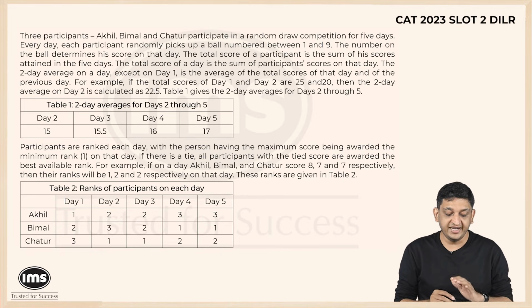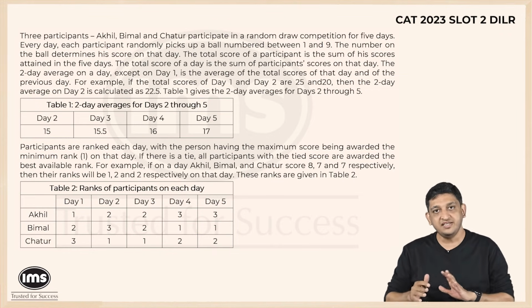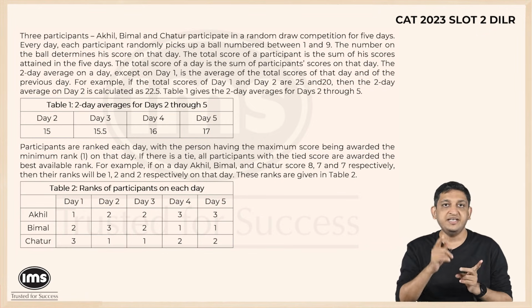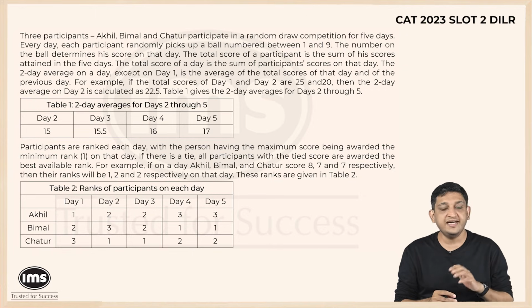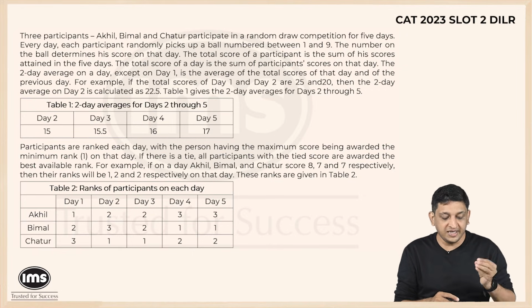2-day average on a day except on day 1 is the average of the total scores of that day and of the previous day. So again, it has been explained. So if someone tells you that day 2 average is 15, it means that day 1 plus day 2, the average of that will be 15. Or in other words, day 1 plus day 2 will be 30. Similarly, day 2 plus day 3 will be 15.5 into 2 or 31 and so on.